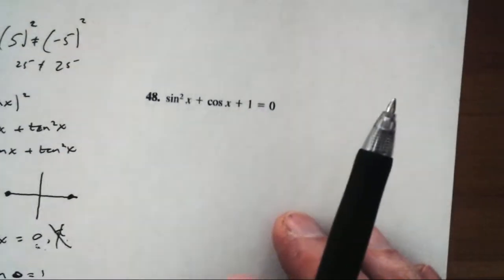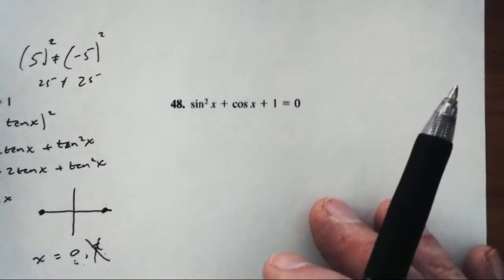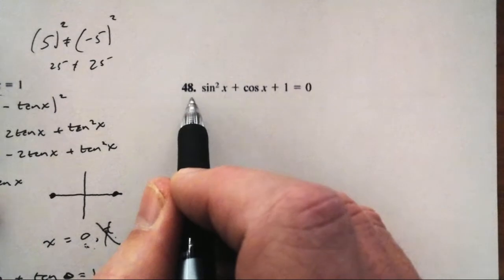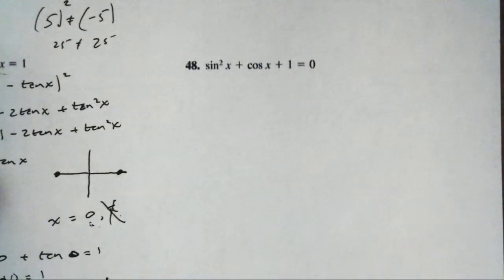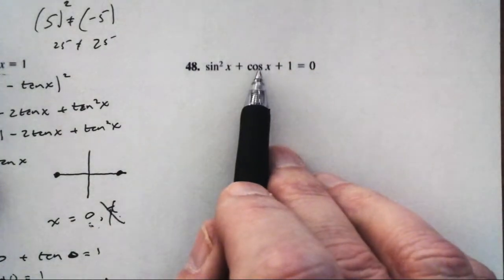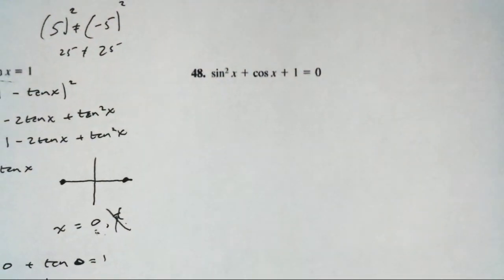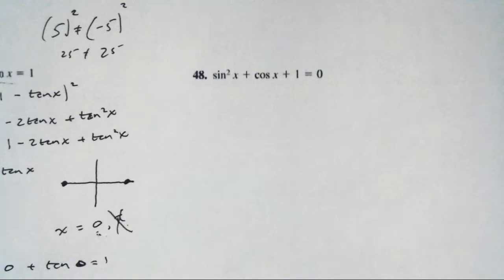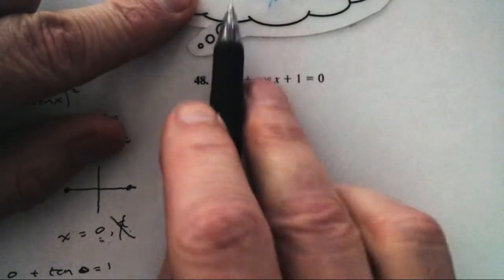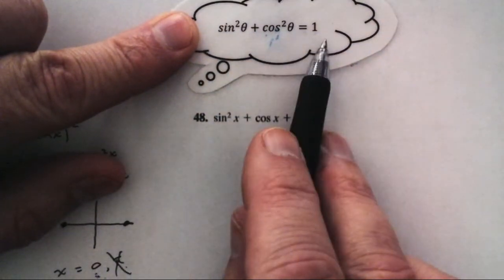Okay, so back to problem number 48. I guess not back, forward to problem number 48. Sines and cosines, yay, they live together in a Pythagorean. My thought bubble on this one is, well, sine squared plus cosine squared is 1.